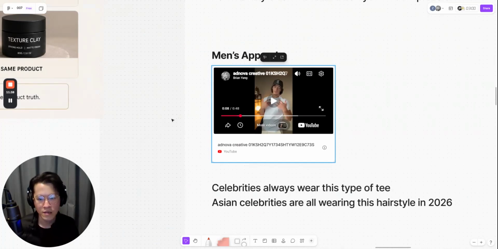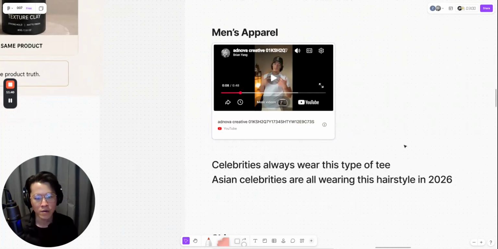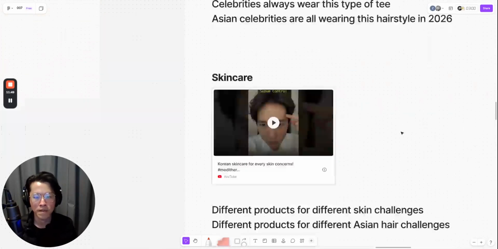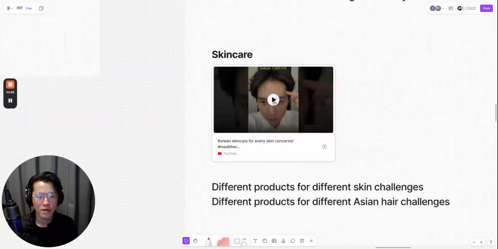All right, so that's the hook. And essentially the angle is celebrities always wear this type of tee. And for us, if we want to contextualize, we can say Asian celebrities are always wearing this hairstyle in 2026. Last one, this is skincare. Let's take a look.